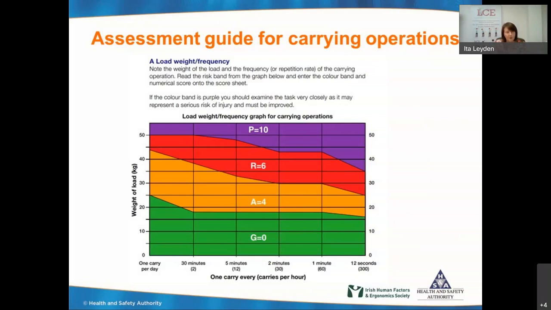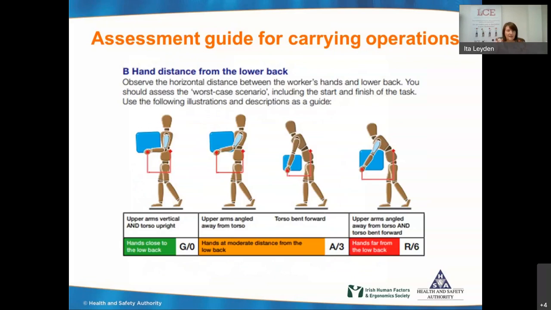And in this case, we'd be filling in the middle column under color band. So we're filling in the carry, and then 4 or 3 over, we'd be filling in the carry under the numerical score. So very same graphics here. You're looking at the upper arm and its relativity to the torso.